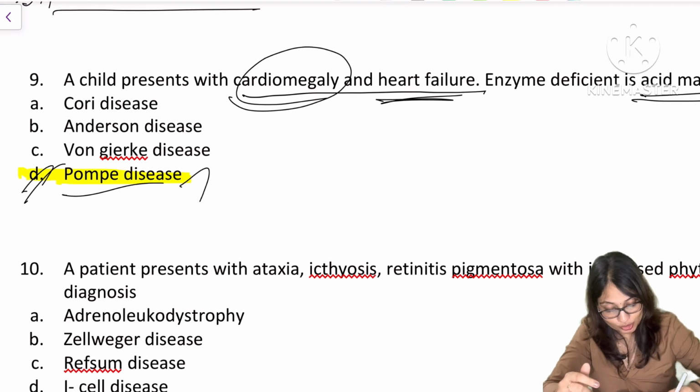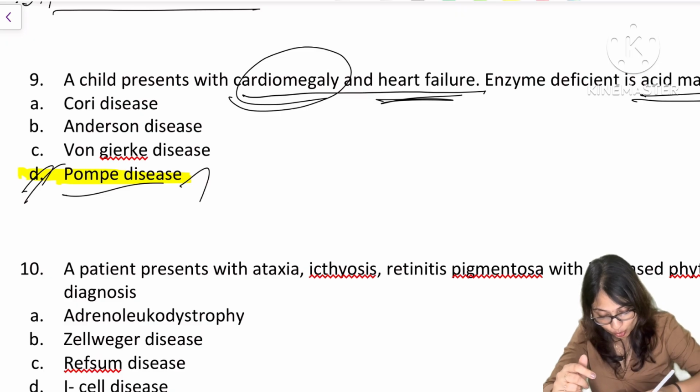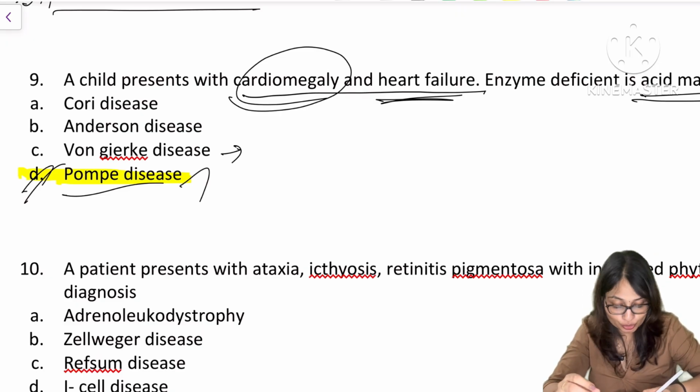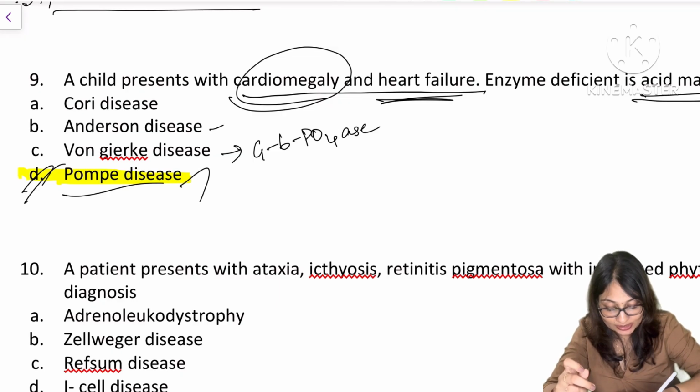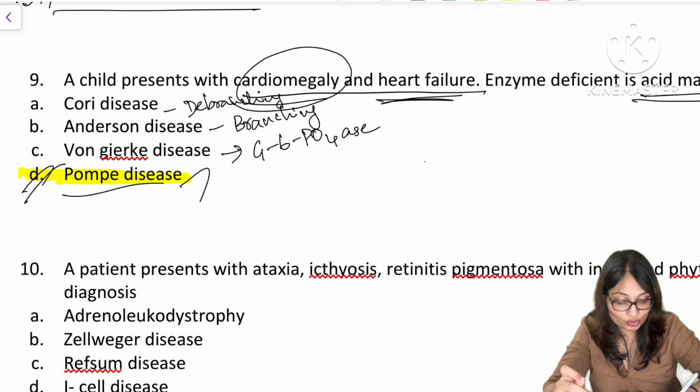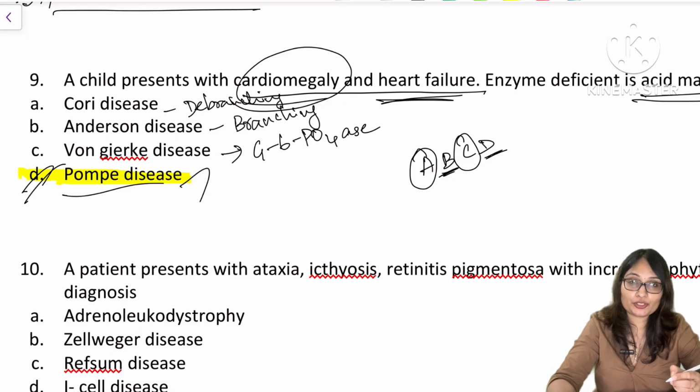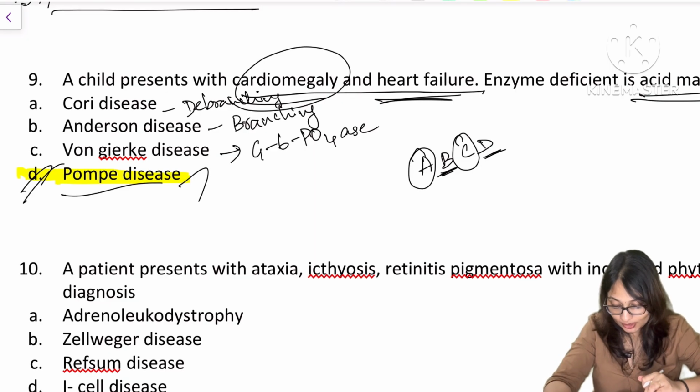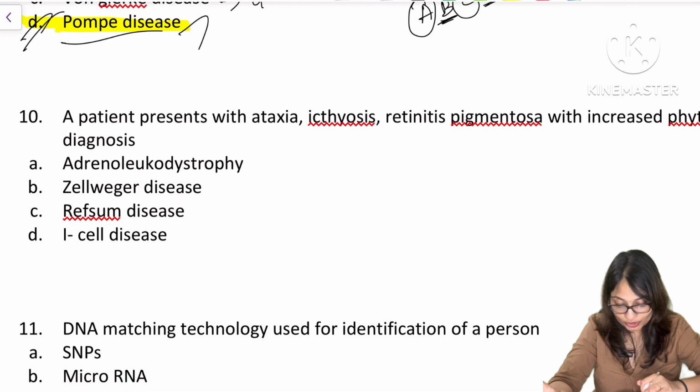Okay, to reinforce it again, what is von Gierke's disease due to? It is due to deficiency of glucose 6 phosphatase, right? And Anderson's disease is a branching enzyme defect, whereas Cori's disease is a debranching enzyme defect. So what is the mnemonic? We have it as A, B, C, D. So Anderson's is for branching and Cori's is for debranching. Fine. This is it. So now let's move on with the 10th question here.